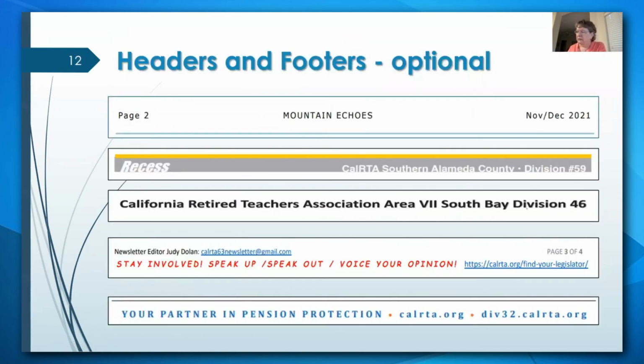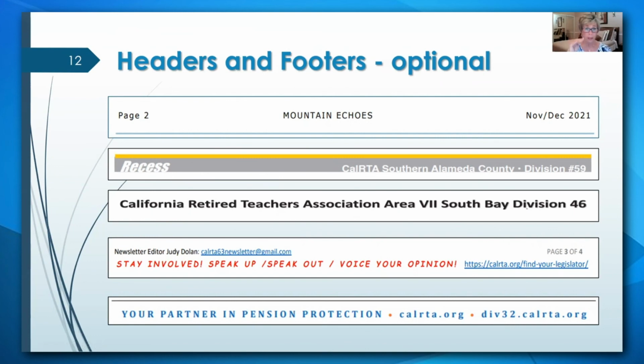Okay, thanks. So now we're going to look at some optional newsletter components that you may want to include in your newsletter. You don't have to, but they're just suggestions. First of all, let's talk about headers and footers. These are kind of fun. They're nice additions. They're very easy to use and to add to your newsletter.